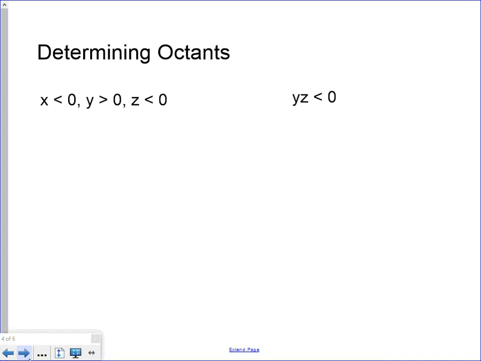Let's look at some additional examples. These are good things for you to think about just in terms of directions that you're moving. So I'm going to give you about a minute or so to think about, in these particular cases, in which octant or octants would you be located. So x is less than 0, y is greater than 0, z is less than 0. And then when is the product of y and z less than 0?